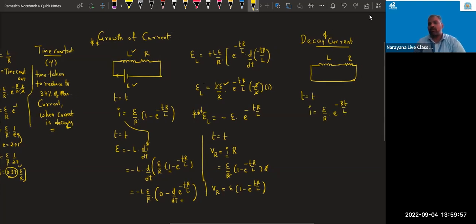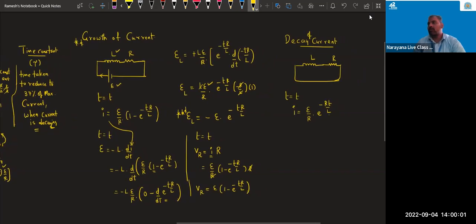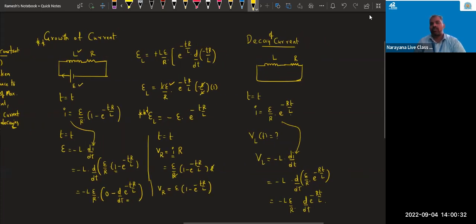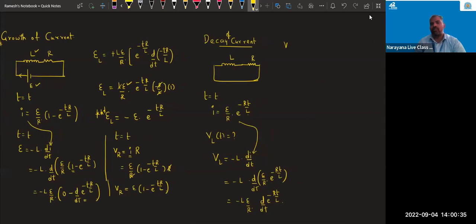Now what is the voltage drop across the inductor after t seconds? The formula: voltage drop across inductor equals minus L into di by dt. Substituting the I value: minus L into d by dt of E by R into e power minus Rt by L. E by R I will take outside. And what is d by dt of e power minus Rt by L? Voltage drop across inductor equals minus L into E by R, into the differentiation of e power minus Rt by L, e power minus Rt by L, and d by dt of minus Rt by L.